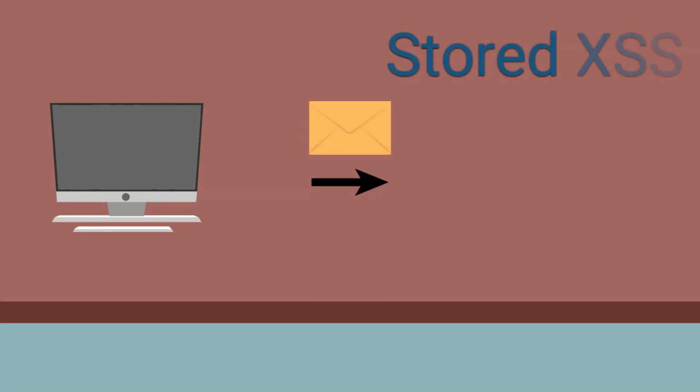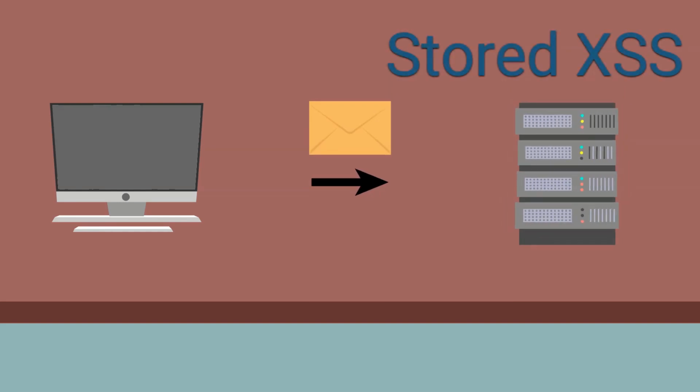So we'll now briefly cover the four main types of XSS attacks. The first one being stored XSS. This is one of the more basic types of attacks where an injected script is stored on the target server and run every time the page is loaded.